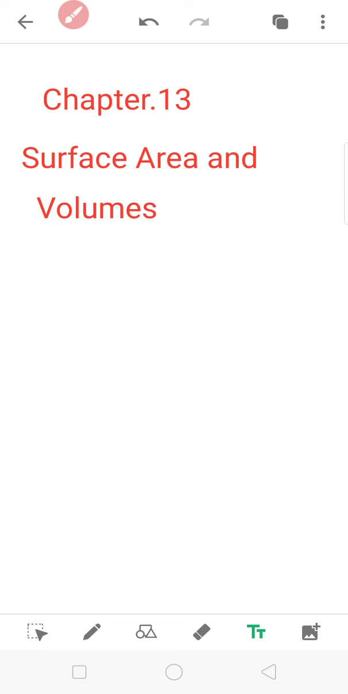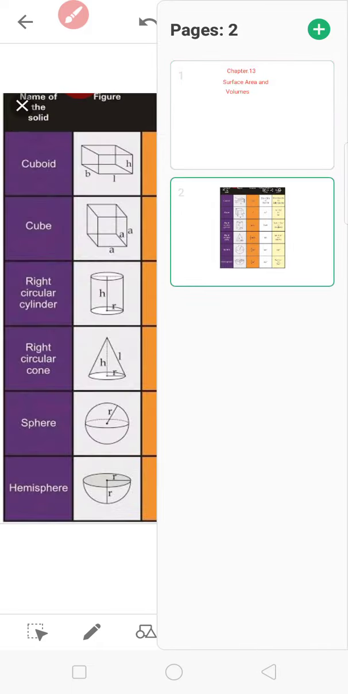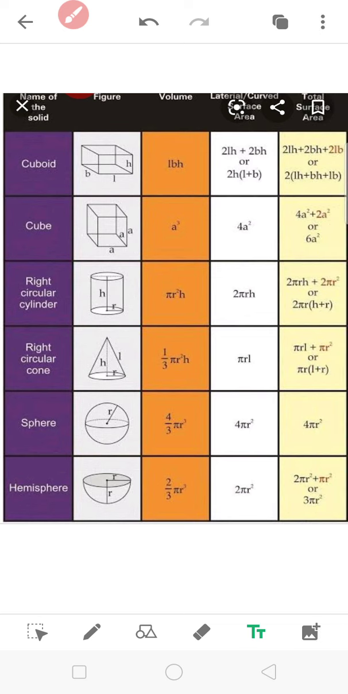Before that, let's recall the formulas we learnt in the previous class, 9th standard. So what are the formulas we learnt in surface area and volumes?